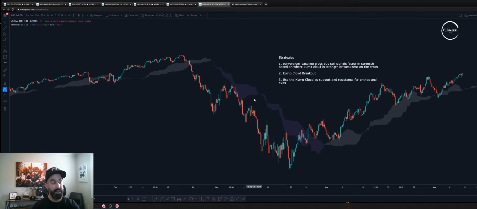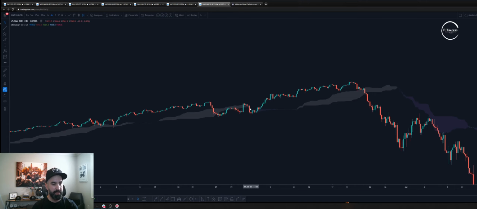Another way to use the Kumo cloud is as support and resistance for your entries and exits. This is very dynamic support. Now, factor in one major thing. The thickness of the cloud tells you how strong the support or the resistance is going to be. When you see something like this, where the Kumo cloud is extremely thin, these ranges, very thin, it's going to get very choppy. You could go through it, you could go back up over it, through it again, back up over it. It's not giving you strong, dynamic support and resistance.